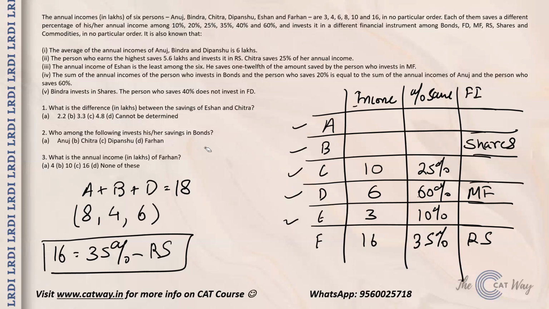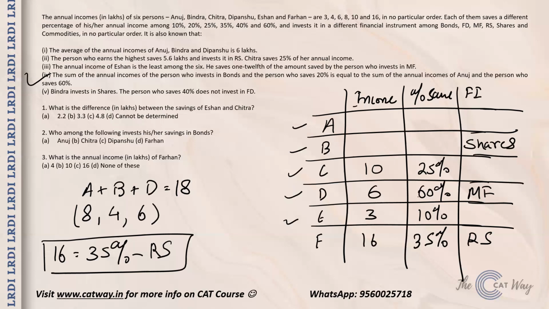So the annual income of ABD is 6. We have calculated that. The person who earns high and saves 5.6 invests in RS, and Chitra saves 25%. So that is also done. The annual income of Ishan is least. He saves 1/12th of the amount saved by the person who invests in mutual fund. That is also done. Now you have to utilize point number 4, because that is the only point left with you now.